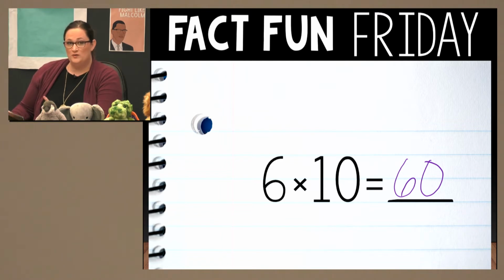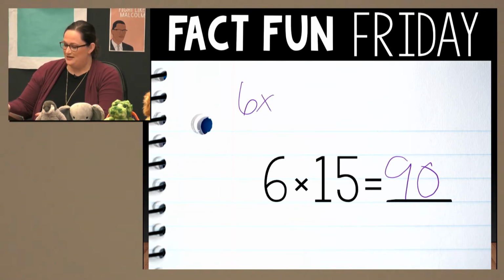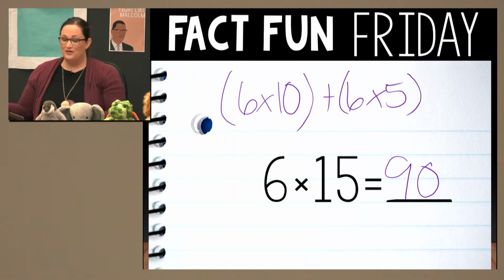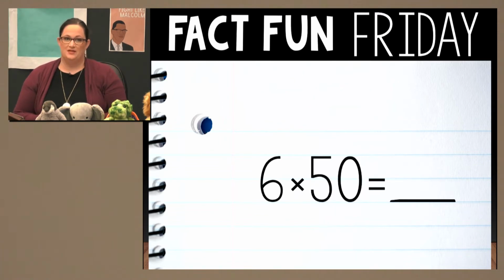Ooh, we know 6 times 5 and we know 6 times 10. So what's 6 times 15? What's 30 plus 60? 90. Because we knew 6 times 10 was 60, and 6 times 5 was 30. And you add those together and you get 90 because 15 is made of 10 and 5. Fantastic.